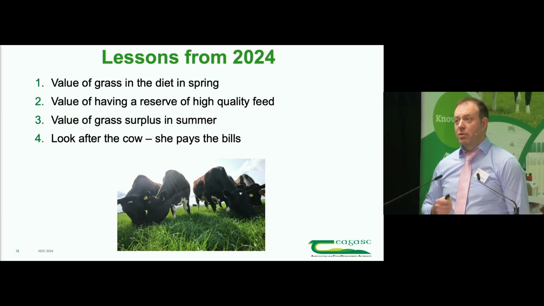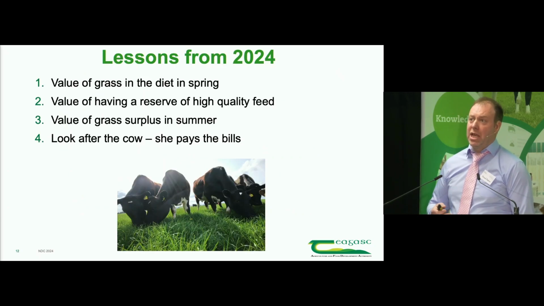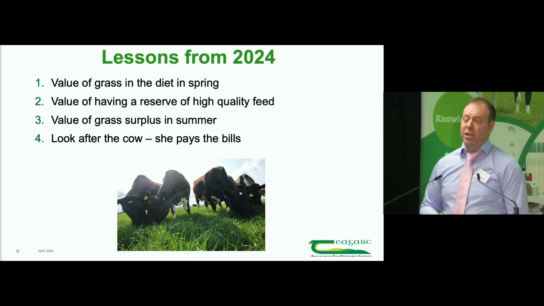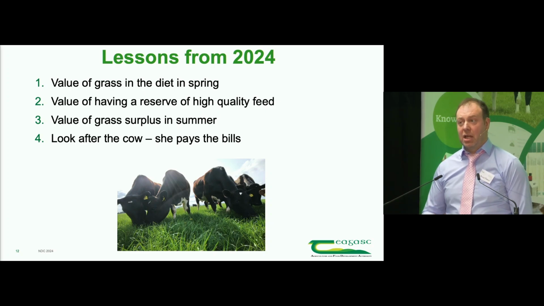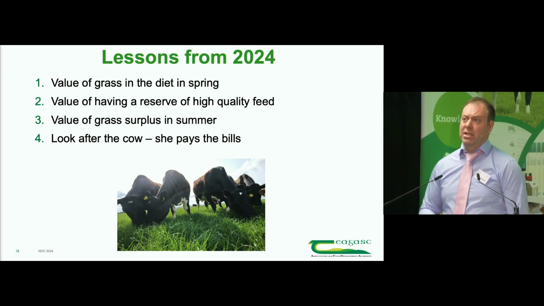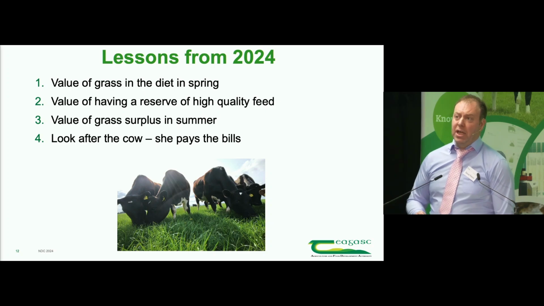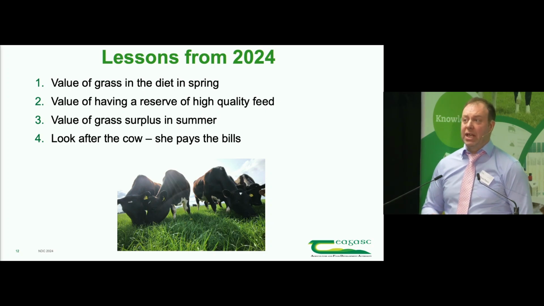So that's it really. I suppose the lessons in my head for 2024 are, first, the value of grass in the diet in spring. You don't miss the water till the well runs dry. It's only when grass isn't in the scenario and you try to fill it with silage and meal that you realise the cost, and cows just don't perform as well as when there's grazed grass in the diet. Second, the value of having a reserve of really high quality feed, both from a running the system point of view and also the stress on the farmer, because worrying about that, I think, is one of the biggest stresses that people had this year.